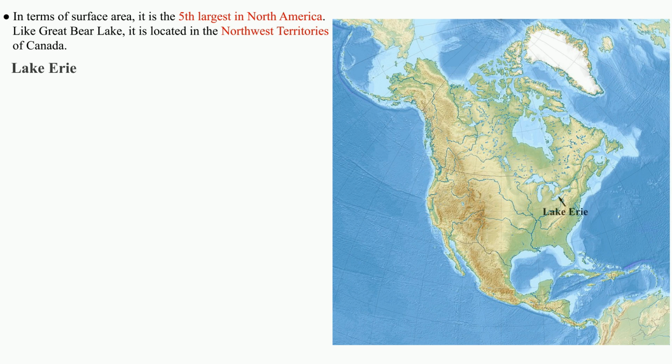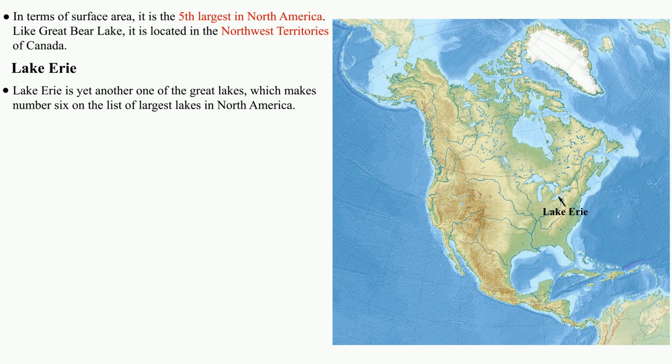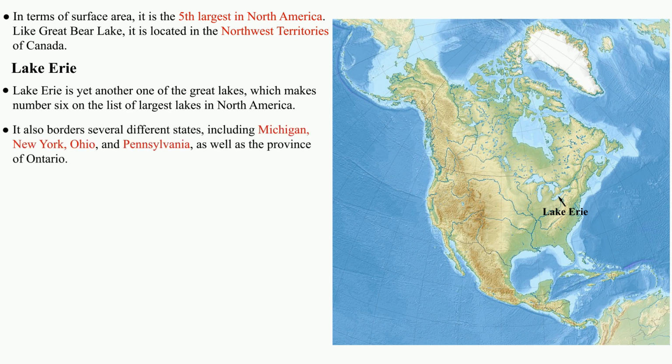Now, next one is Lake Erie. Lake Erie is one of the Great 5 Lakes and 6th on the list of the largest lakes in North America. So, these 5 Great Lakes are the 1 to 5 in terms of surface area, and this is the 6th largest lake of North America. It also borders several different states including Michigan, New York, Ohio and Pennsylvania, as well as the province of Ontario.